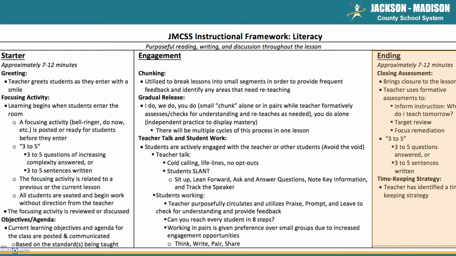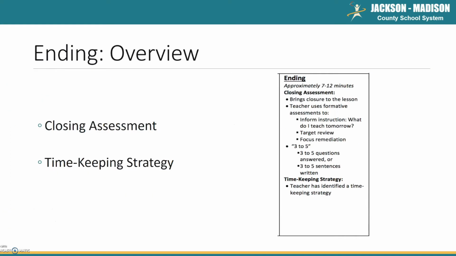A closer look at the ending is shown here. Notice some of the elements of the ending are similar to those in the starter. Take a minute to compare the two. The ending is made up of a closing assessment and a timekeeping strategy. The ending helps you answer the question, have my students mastered the essential concepts from today's lesson?